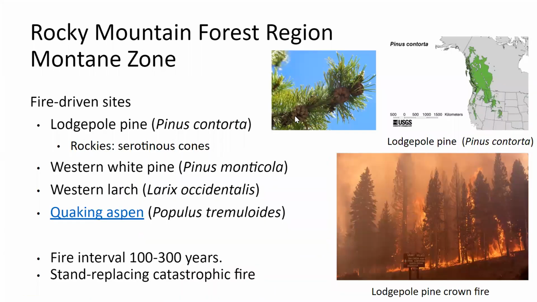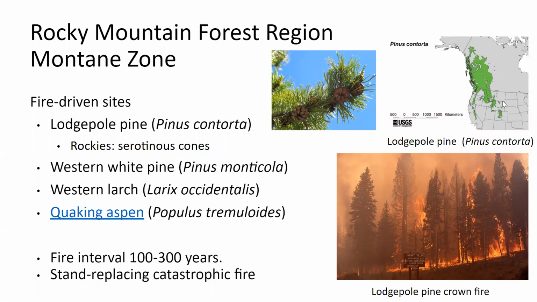And then finally, the third type of forest we have within this montane zone are fire-driven sites. So this is primarily dominated, instead of Douglas fir, by lodgepole pine, Pinus contorta. And I put in this map that includes the range in Canada so that you can see the true range of Pinus contorta. In the Rockies, Pinus contorta has serotinous cones. This is a species we'll learn in lab. And here's the picture of the cones still attached to the tree. They are open in this case.